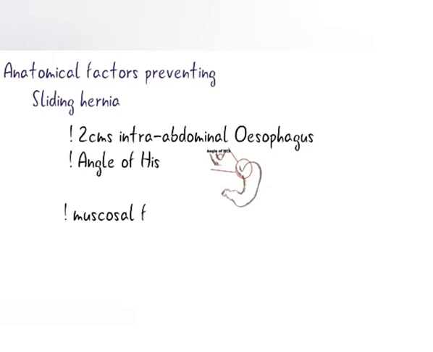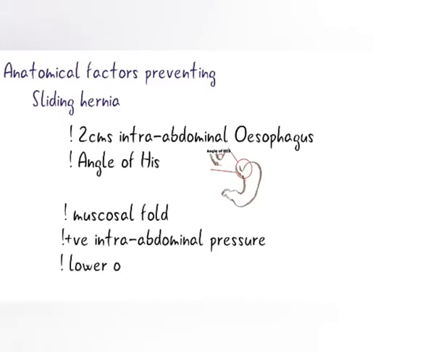Next is the mucosal fold at the esophageal cardiac junction. The next factor is positive intra-abdominal pressure, which encloses the esophagus and does not allow the protrusion. And the next and last factor is the lower esophageal sphincter, which is a functional sphincter which increases the pressure during coughing and straining and does not allow the protrusion during these stages.